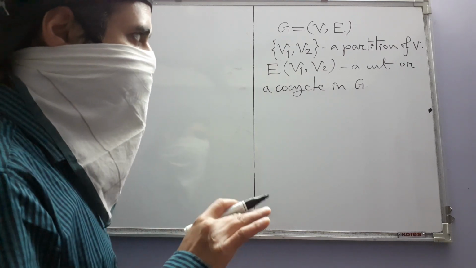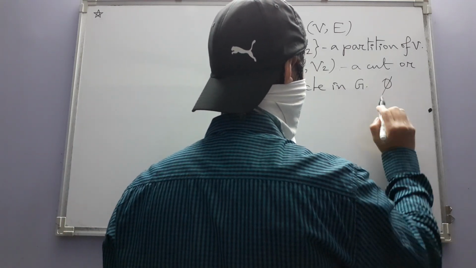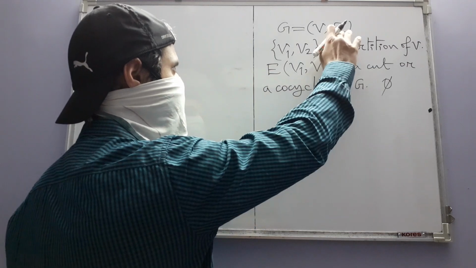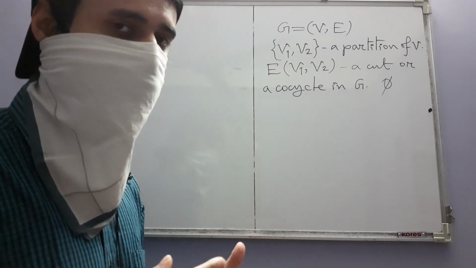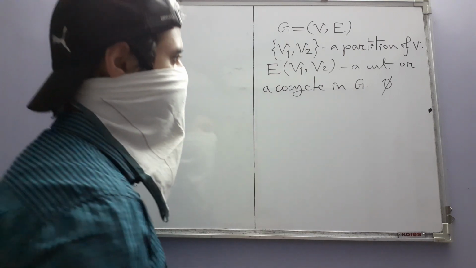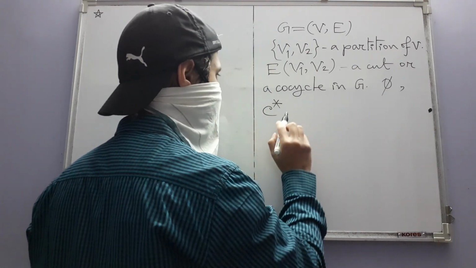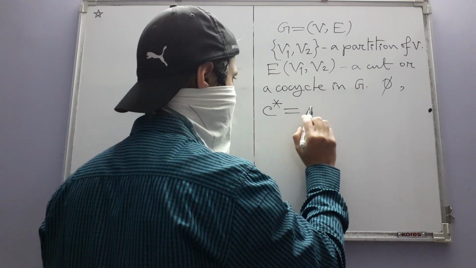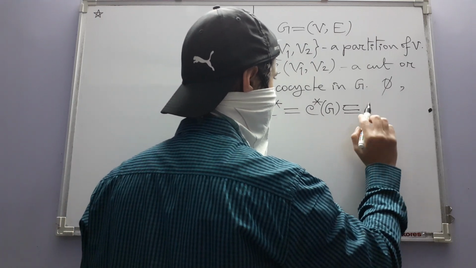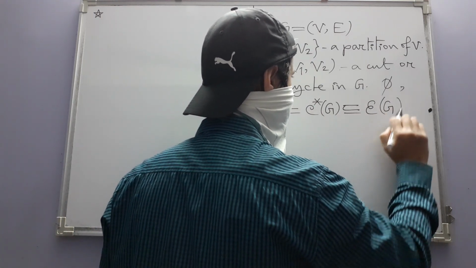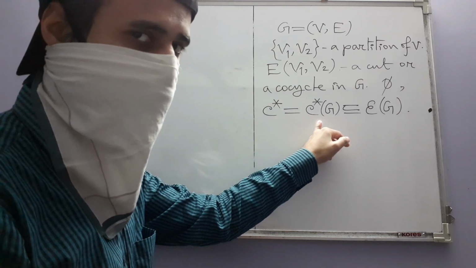And what we saw in the previous video is that together with the empty set considered as a subset of E, all the cuts in G form a subspace of the edge space of G, and that subspace we denote by C star, or to be more specific, C star of G. This subspace we have called the cut space of G.